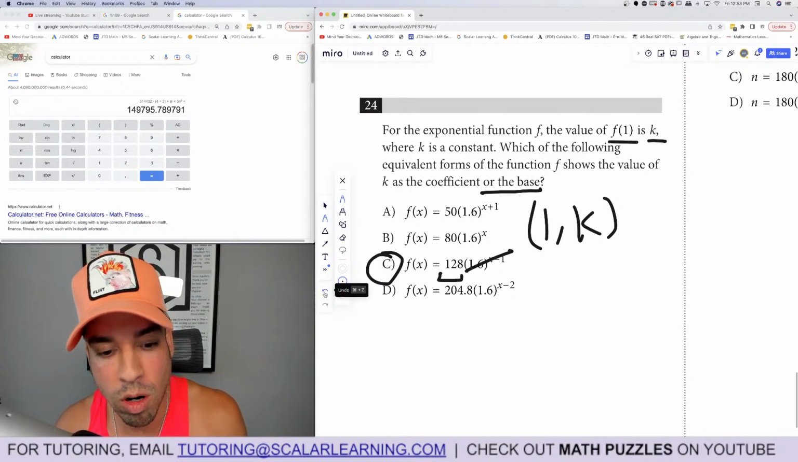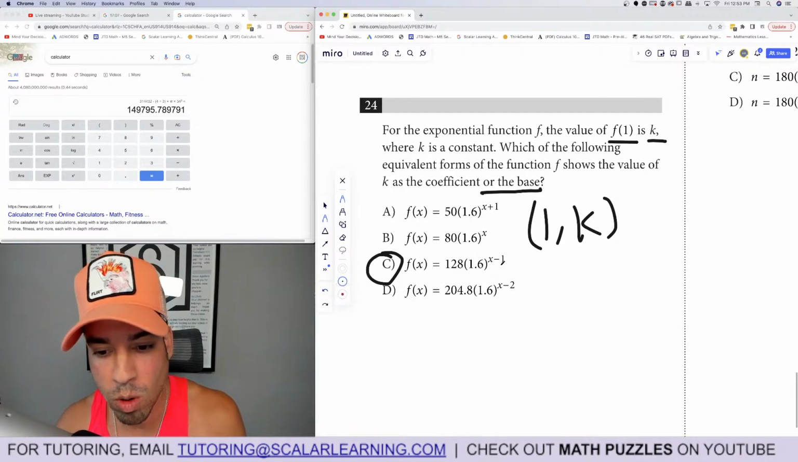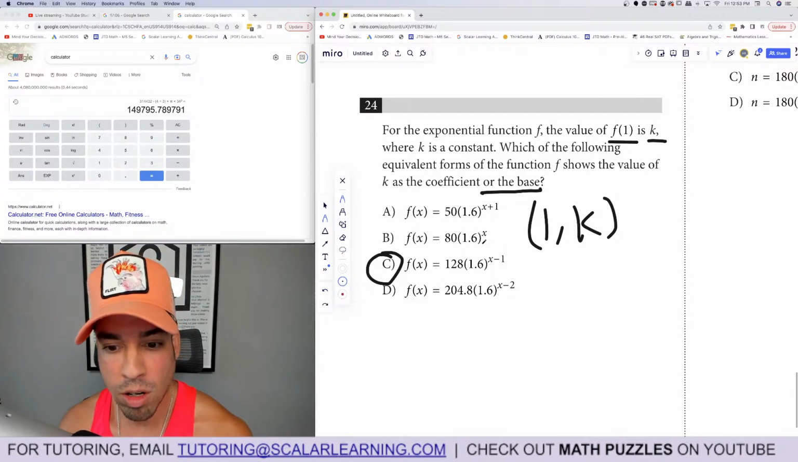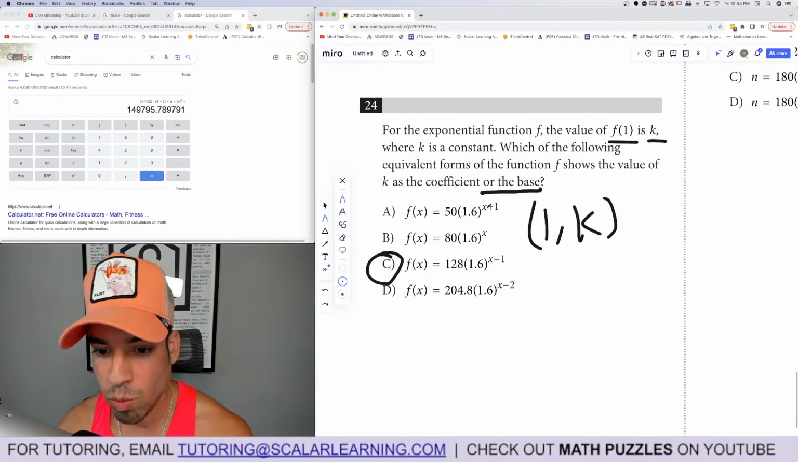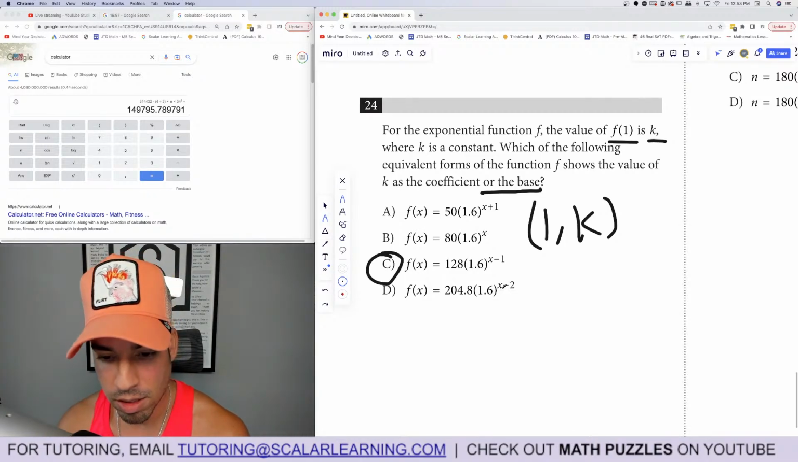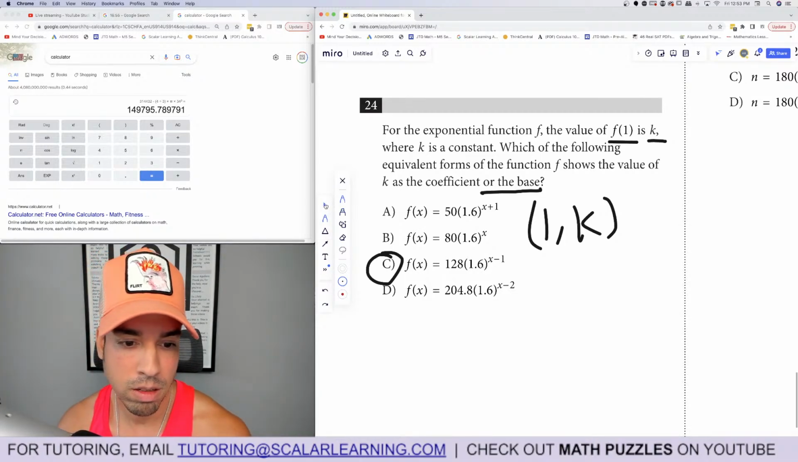Oh, maybe it is saying or, because they want to get you confused. Is it 1.6 or 128? But look, I plug in 1 here. I highly doubt, you see what I'm saying? Plugging in 1, I don't get 1.6 for any of these. This has got to be C.